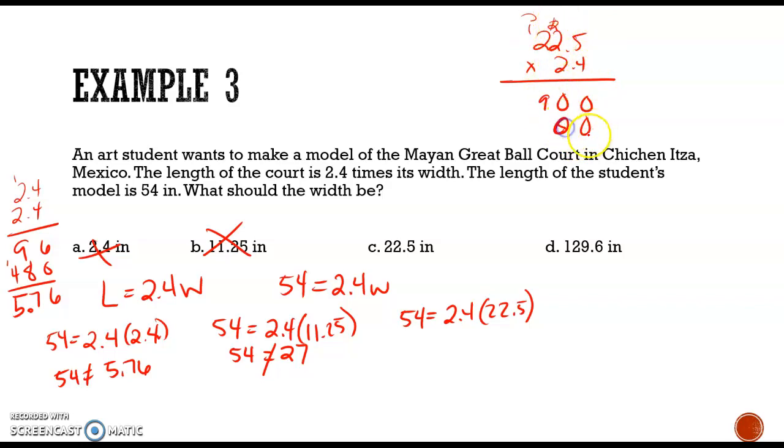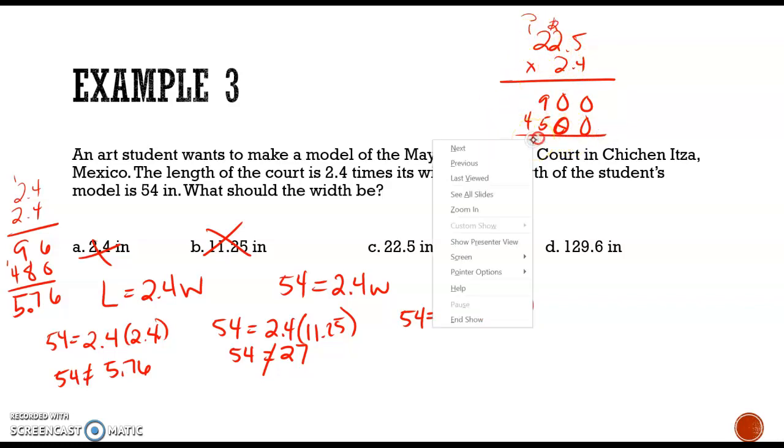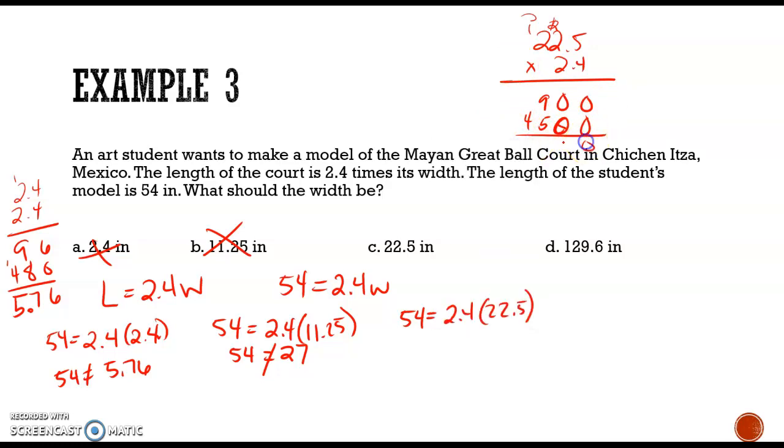Oops. I forgot my placeholder. So this is my 10, and then this is my 5. And then 2 times 2 is 4. So then we end up with 0, 0, 9 and 5 is 14, 50, for 2 decimal places. So my decimal goes here, and I get 54 equals 54. That's my answer. I don't even need to check D because I found my answer.